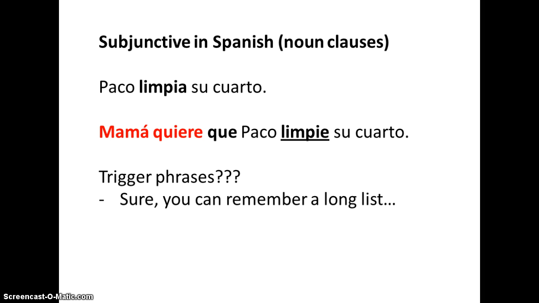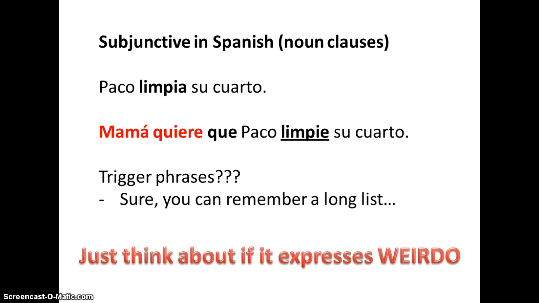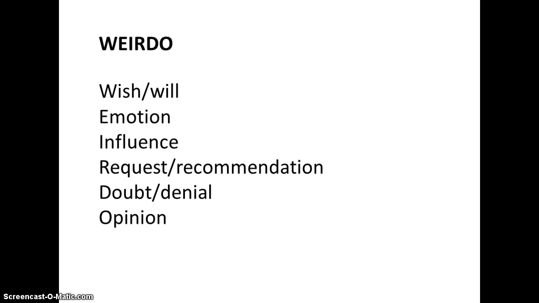However, my recommendation is that you don't remember a super long list and you just think about if it expresses weirdo or not, because that's what I want you to really take away from this. Anytime we're expressing some kind of wish or will, emotion, influence, we're requesting someone or recommending that someone do something, anytime we're expressing some kind of doubt that someone might do something or denying that someone might do something, or we're expressing our opinion about whether or not something might happen or someone might do something, those are all reasons to use the subjunctive.